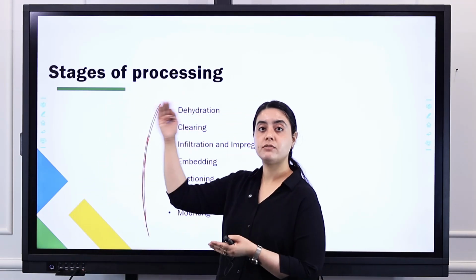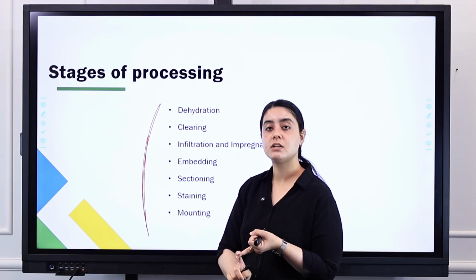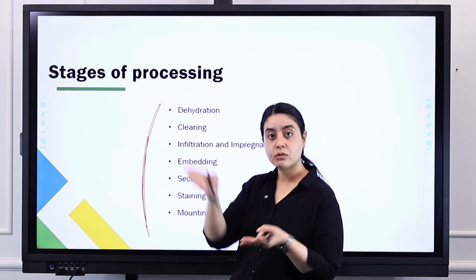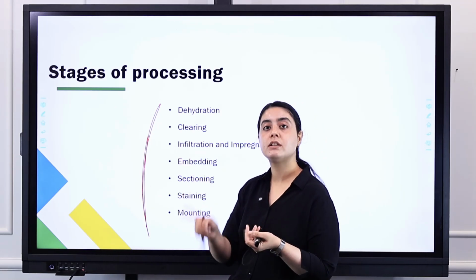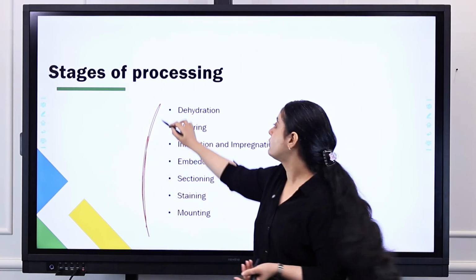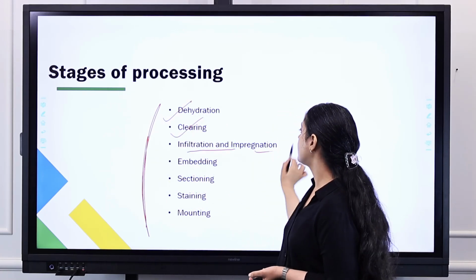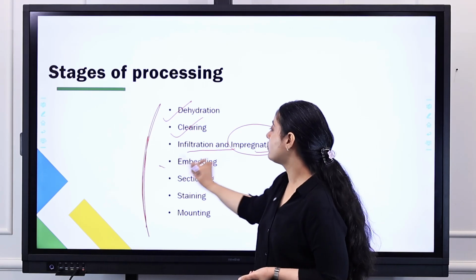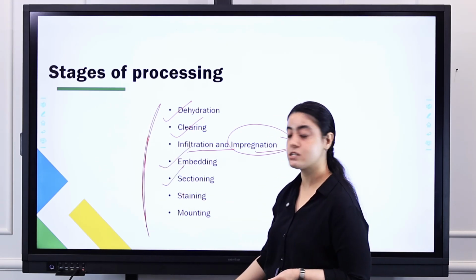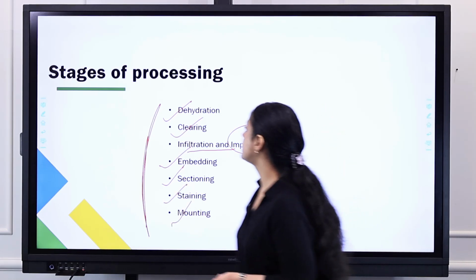That was the first step: you received the sample, you did the gross examination, then you cut the pieces, then you finished the fixation. Then these are the steps you have to perform: dehydrate the sample, clear the sample, infiltration and impregnation. Then you have to embed the sample. After embedding, you cut the sections, right? Then staining and mounting. So let's discuss it one by one.